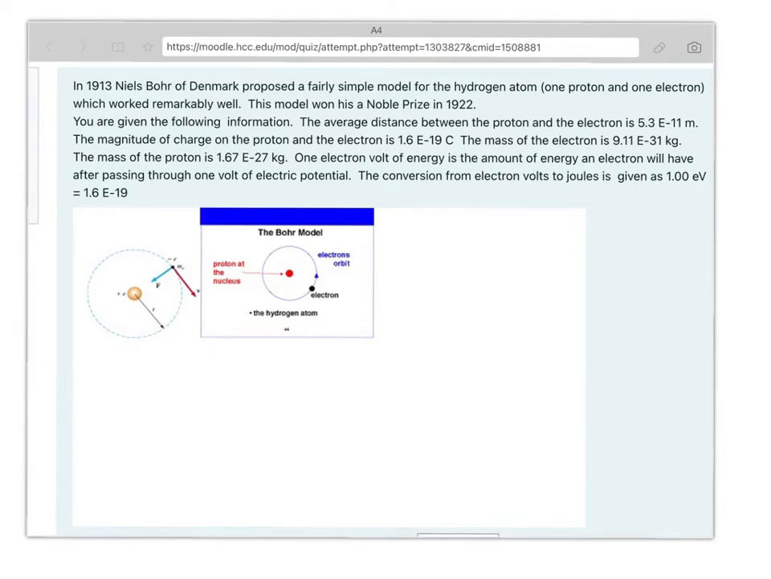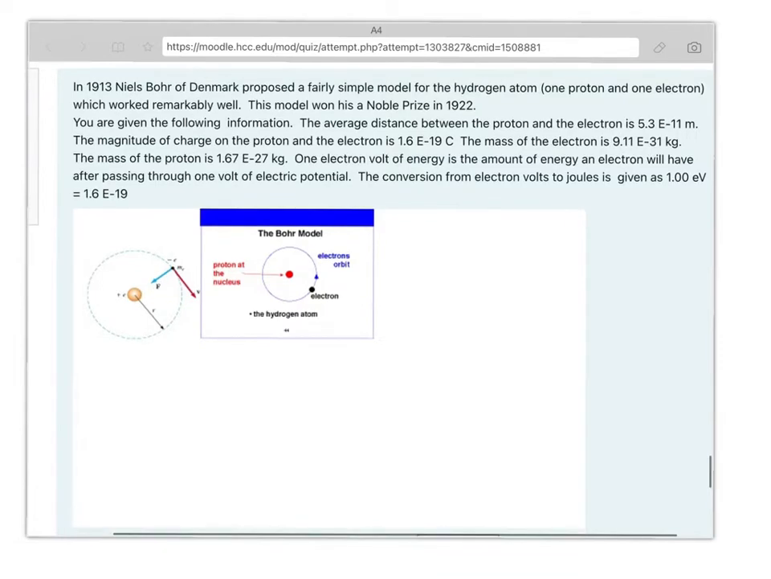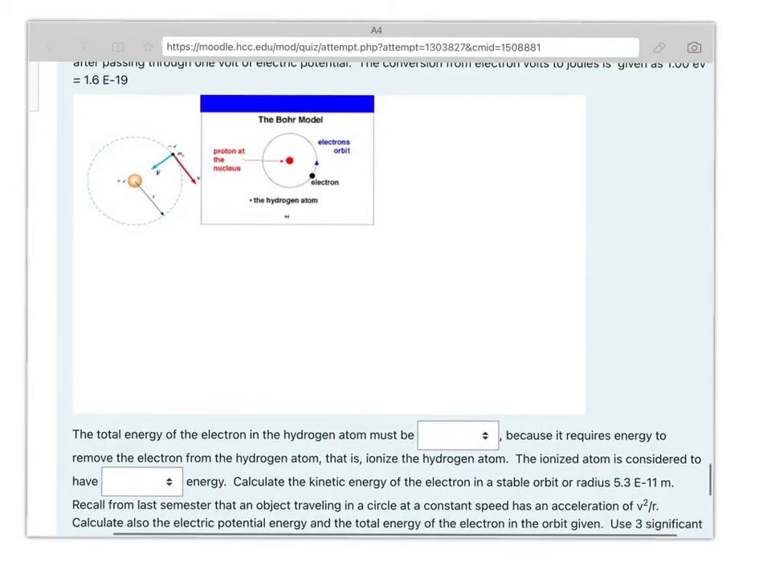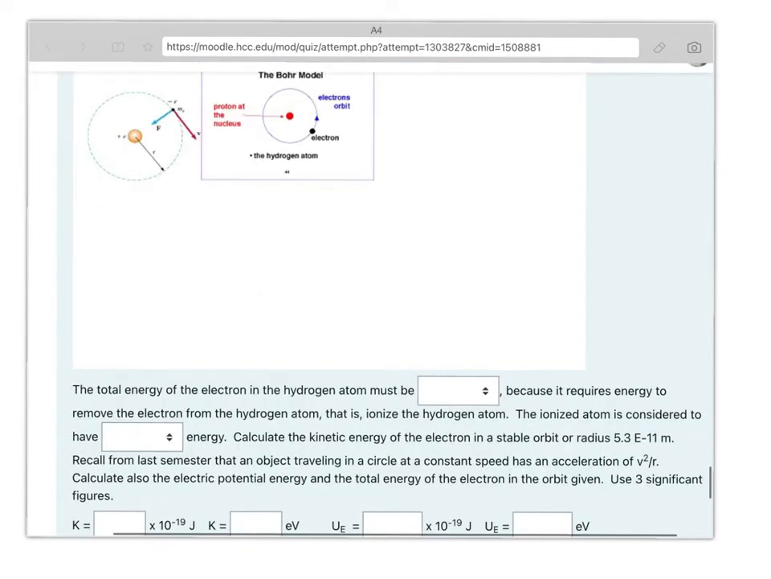So here's problem number 10. Someone pointed out that it's not done in the video. So here's some introductory remarks at the top, and then a picture, which isn't very big on this screen, of the hydrogen atom, and then a series of questions you have to answer.